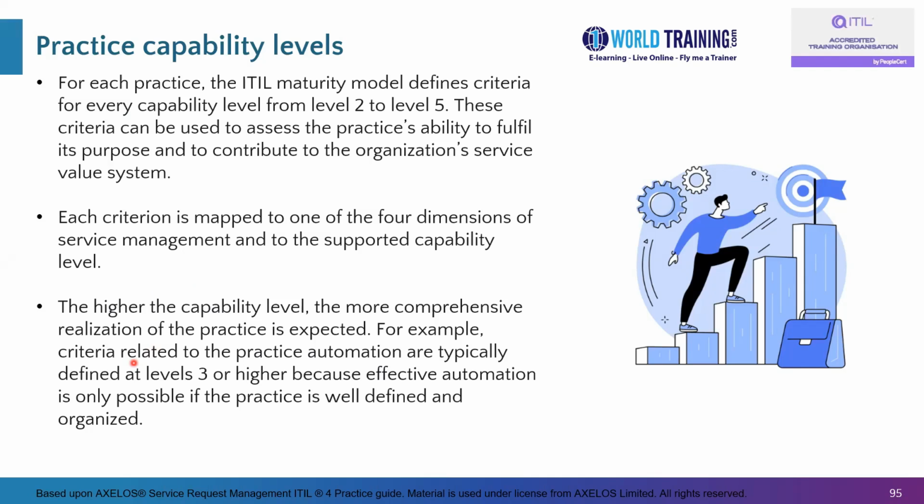One important thing here is that in general, automation of the practice happens at level 3 or even higher. Because before automation can be done, the practice has to be at level 2 at least, meaning it has to be well defined and organized and running in a systematic manner, meaning there should be processes and their activities running in a proper way. But we will see that for this particular practice, service request management, automation can happen at level 2 itself, and need not wait to go to level 3.